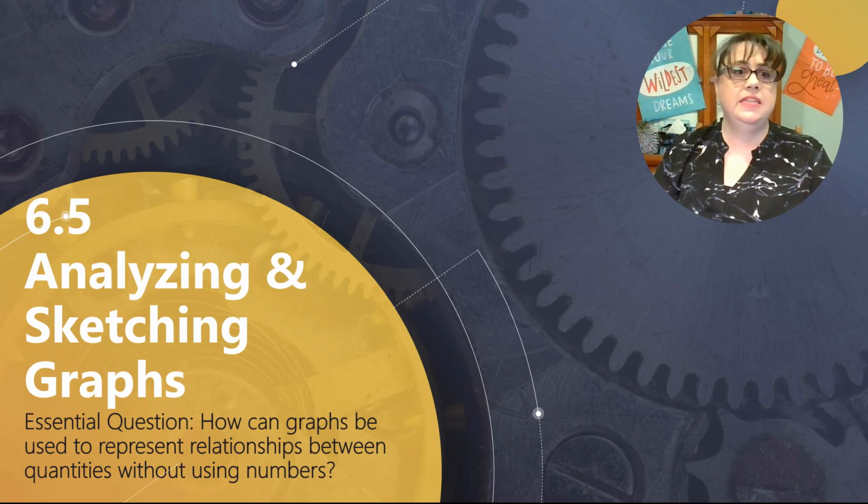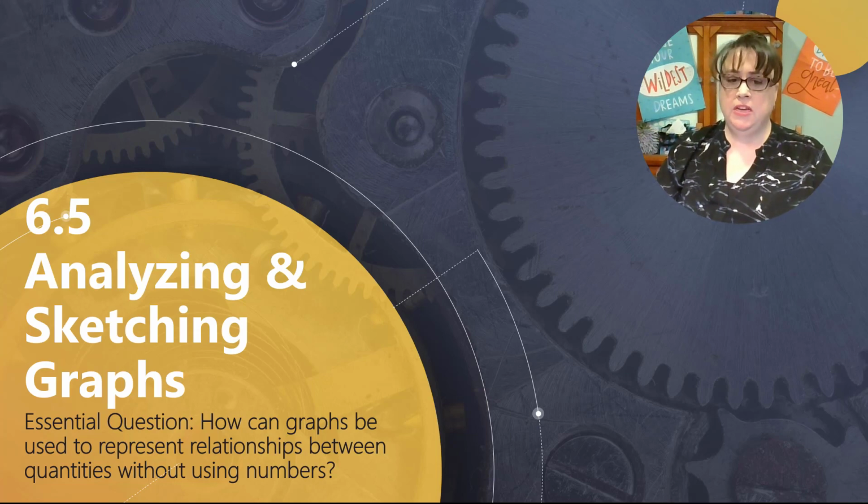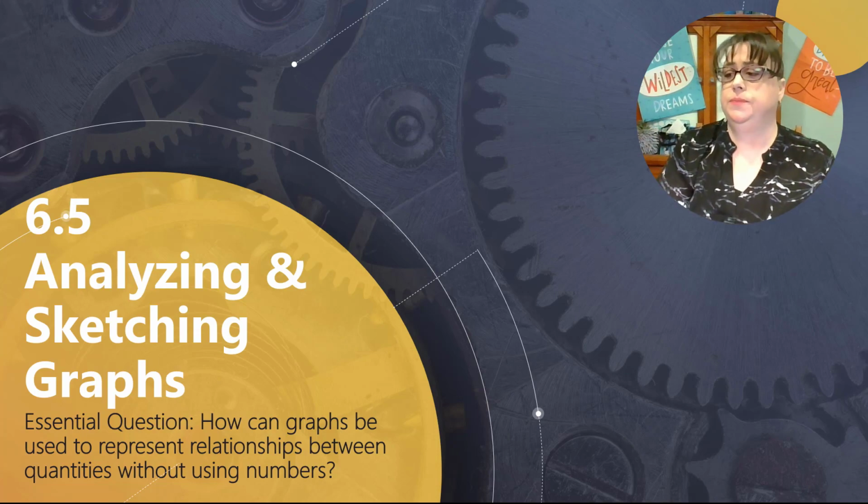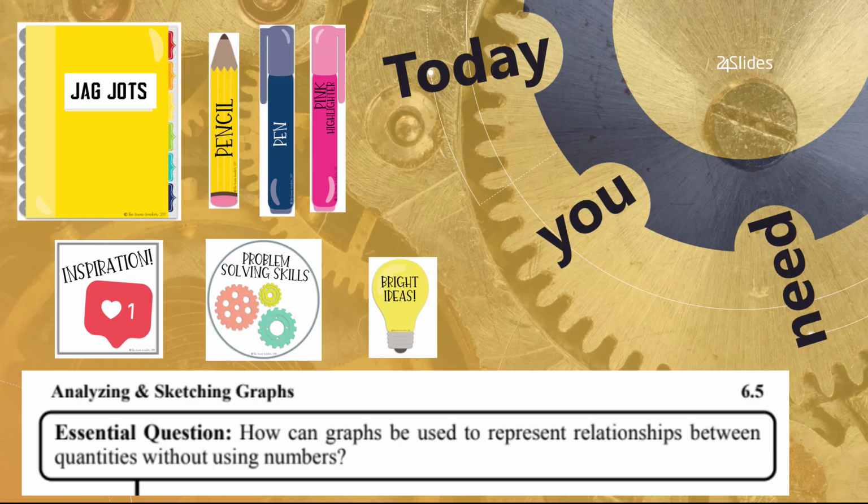You are here for lesson 6.5, Analyzing and Sketching Graphs. Our essential question is, how can graphs be used to represent relationships between quantities without using numbers? You'll need your Jaguar Jots on section 6.5, a pen or a pencil. You might find a highlighter helpful, your problem-solving skills, and today, bring that inspiration with you along with some bright ideas.